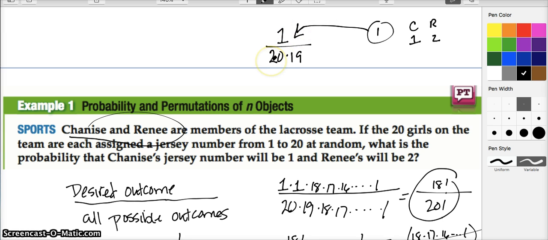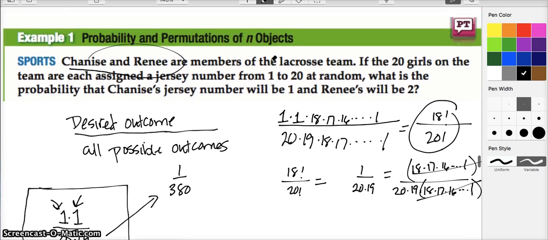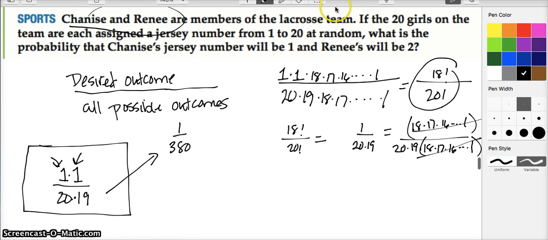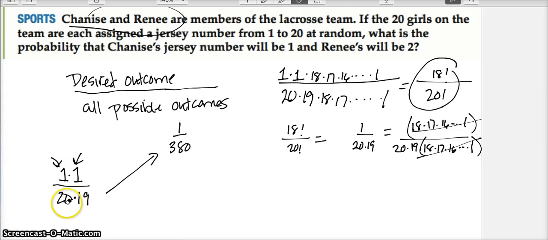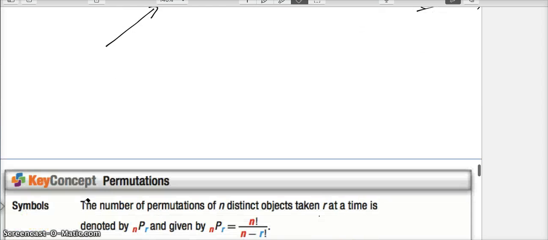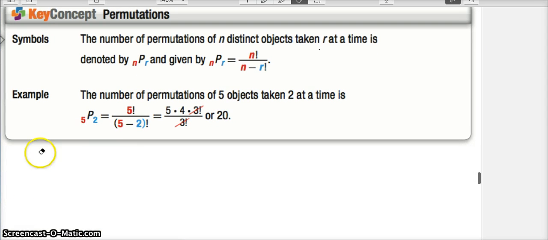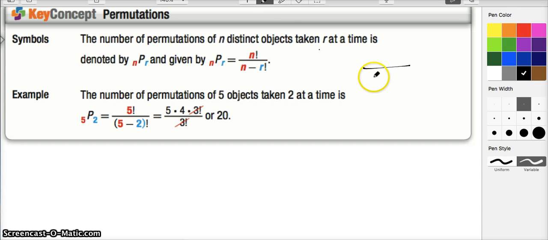And so you see, I get the same answer we got before, the 1 out of 380, right? Not a big deal. Here's what I do want to talk about, though. I want to talk about how it's related to this permutation thing. The idea of permutations, as we talked about before, is choosing things where order matters. And so it does matter in this case that Shanice and Renee get the numbers 1 and 2 respectively. It is not acceptable for them to get 2 and 1, right? That wouldn't be the distinct situation.